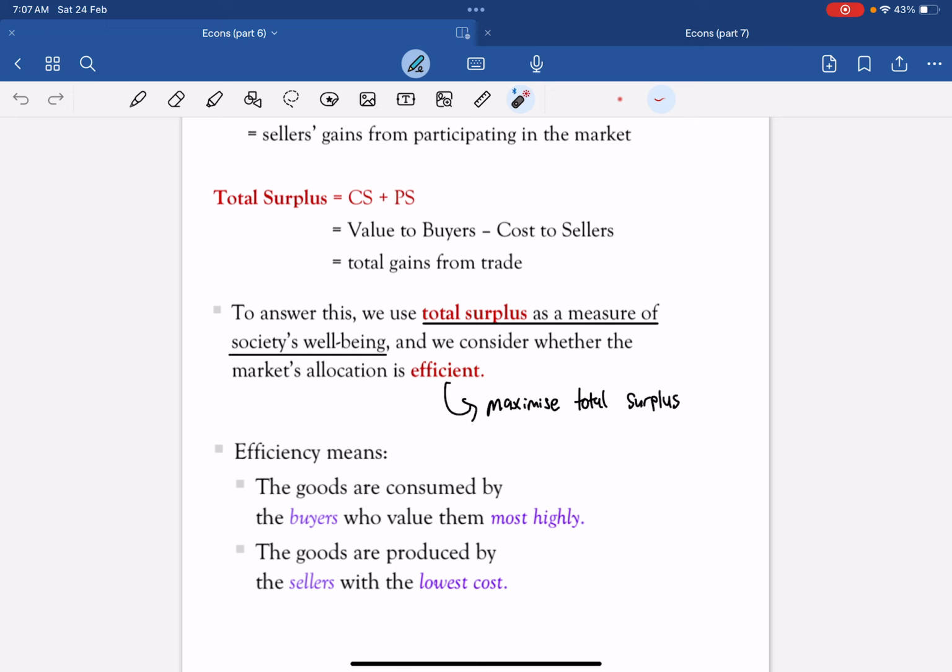You just imagine your society has some well-being. To maximize total surplus, you have either very high value to buyers and very low cost to sellers, which is very good to both parties. So that's why you want your total surplus to be maximum, so that your goods are consumed by buyers who value them the most, and goods are produced by the sellers with the lowest cost.